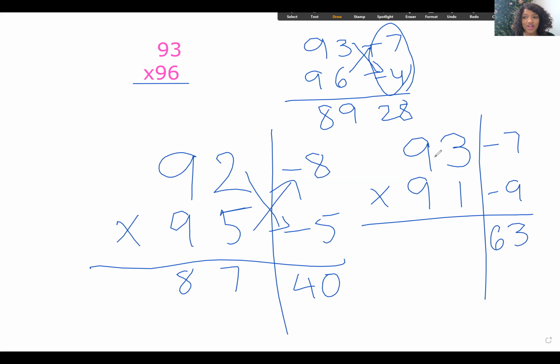And then I do 93, take away 9, or 91, take away 7. It's up to you which one you want to do. Each of them should give you the same answer. So I know it's going to be 84. So now check if the answer is correct.